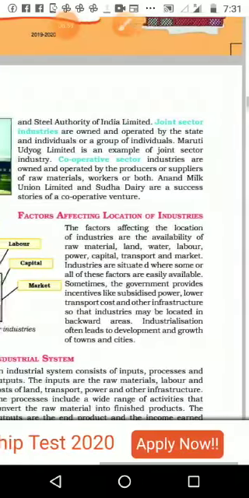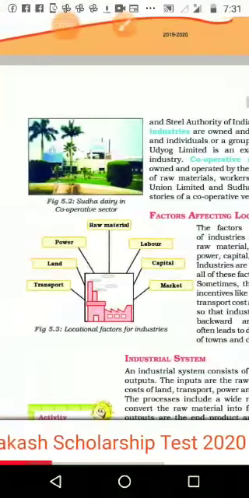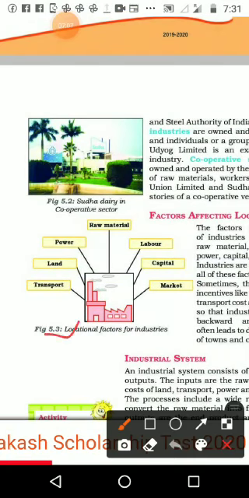Then we move to the next part, factors affecting the location of industry. We will study it with the help of this diagram. So 7 things we need to make a good factory. First one is raw material, the availability of raw material. Raw material should be cheap in rate, and it should be near to us.